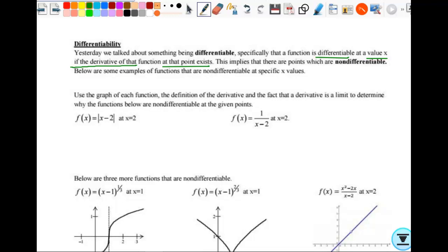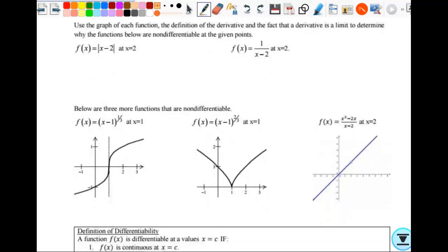Here are some examples. It says use the graph of each function, the definition of the derivative, and the fact that a derivative is a limit to determine why the functions below are non-differentiable at the given points. So we have this little graph here.